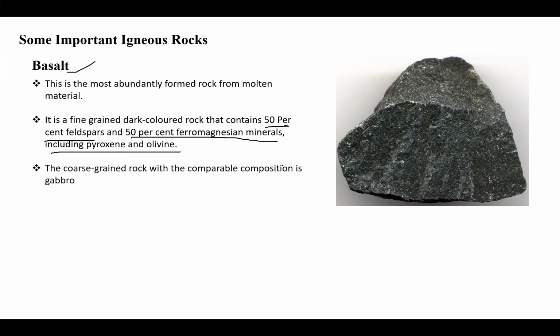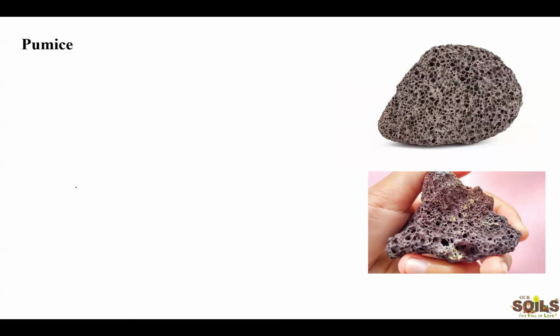The coarse grained rock with a comparable composition is gabbro. So if this combination is a coarse grained rock, it is called gabbro.